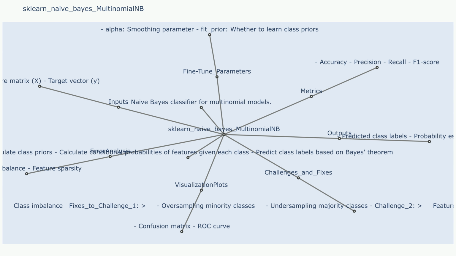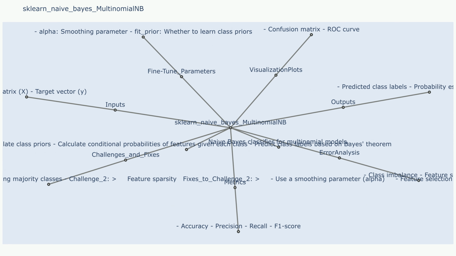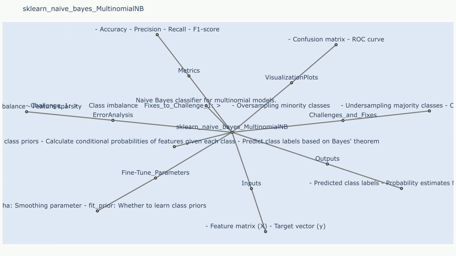Data sparsity. When dealing with text data, it is common for some words to appear very infrequently, which can lead to zero probabilities for those words. This can cause problems for the multinomial NB algorithm. Sample use case that resulted in challenge 1 when using multinomial NB on a dataset of customer reviews. If a particular word appears only in a small number of reviews, it might have a zero probability in some classes, leading to inaccurate predictions.